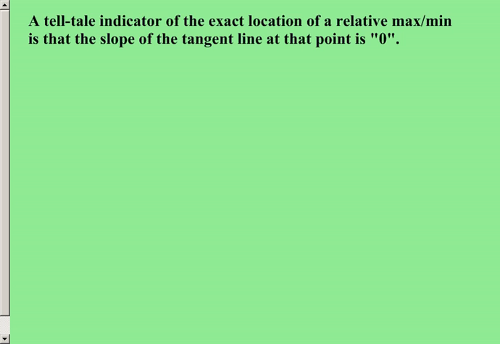A telltale indicator of the exact location of a relative maximum or minimum will be that the slope of the tangent line at that point is 0. Now that's kind of a common sense statement. It's basically saying that if the graph is turning from an increasing function to a decreasing function, the tangent line at that location is going to be horizontal, and vice versa. If it's changing from a decreasing function to an increasing function, once again, the tangent line is going to be horizontal. Obviously, the slopes of those tangent lines would be 0 at those locations.